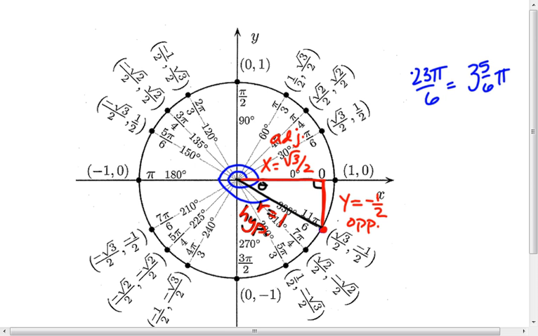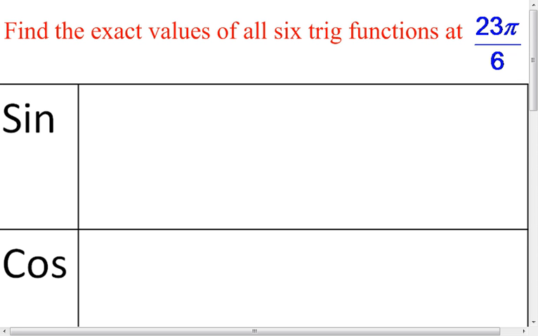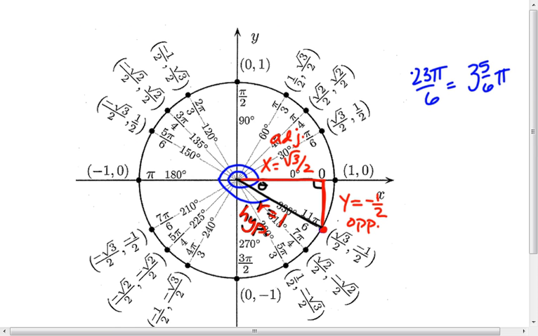All right, so now that we know that, we are going to use that to find some trig functions over here. Sine at 23 pi over 6. Sine you can think about as either your y over your r or opposite over hypotenuse. Either way you think about that, when you go back to your handy-dandy little triangle, your y is -1/2, or your opposite is -1/2. Your hypotenuse is 1.